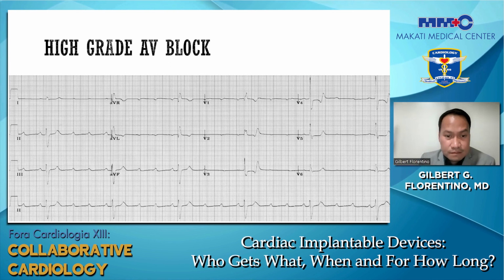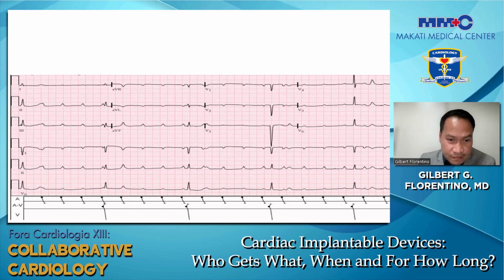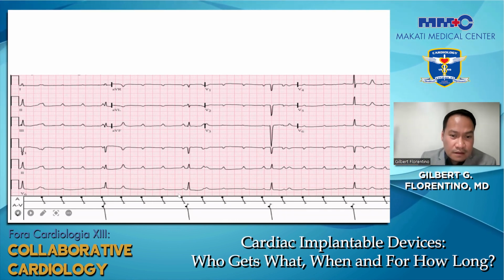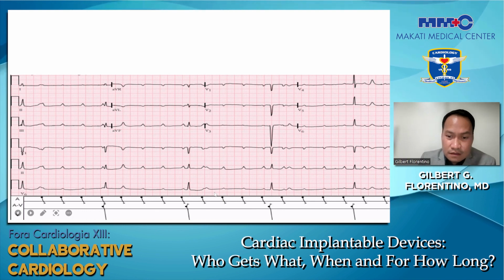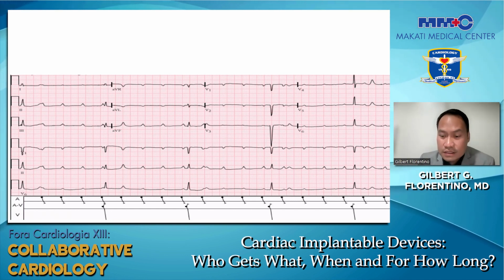They are not escape beats. As compared to your complete heart block, the P interval this time varies, and the QRS, this ECG is a skip rhythm. So the atria and the ventricle are totally dissociated.